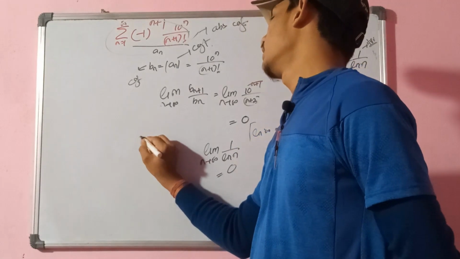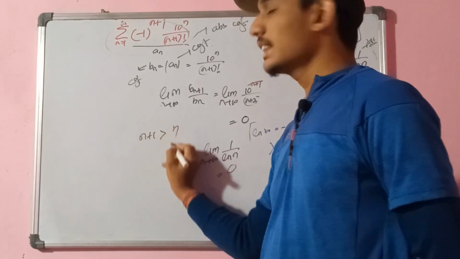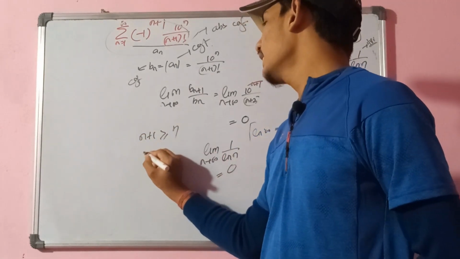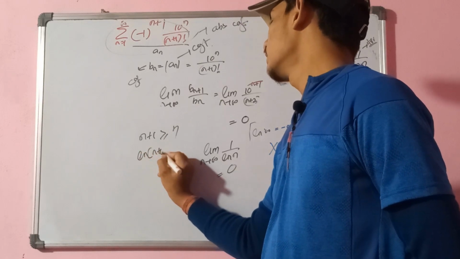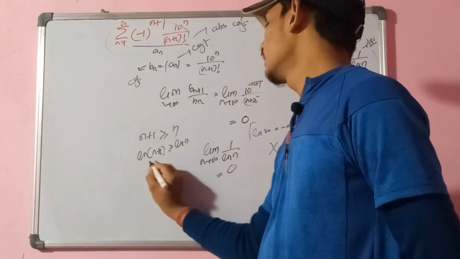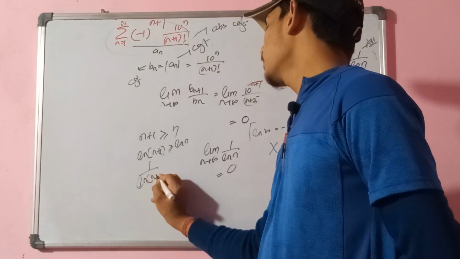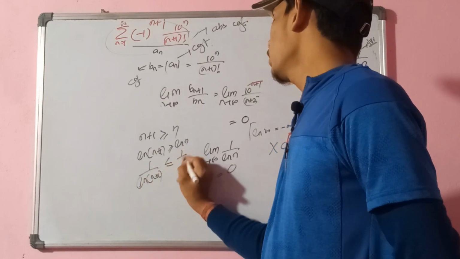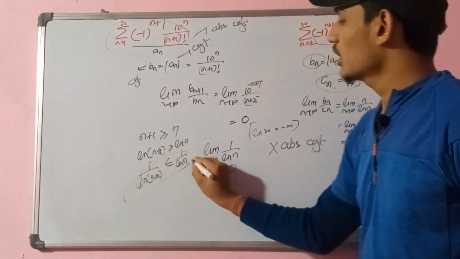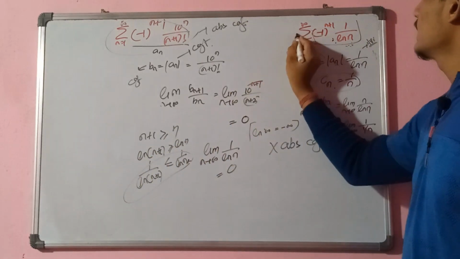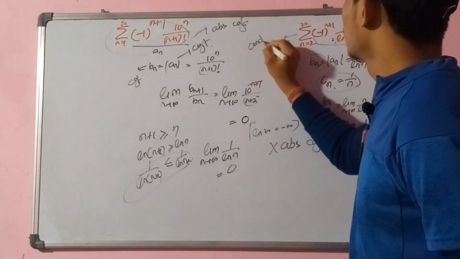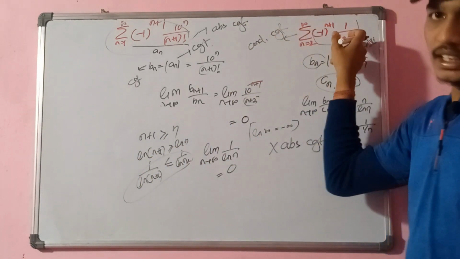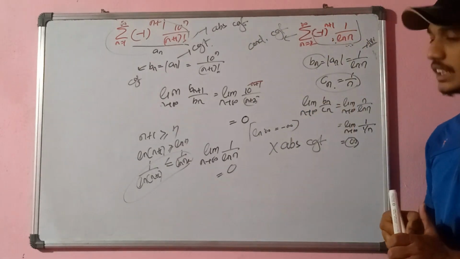Now the other condition. We know that if n+1 is greater than or equal to n, then can I write ln(n+1) is greater than or equal to ln n? Meaning 1 by ln(n+1) is less than or equal to 1 by ln n. So this condition is also satisfied. So this series is conditionally convergent. Let's consider another example.